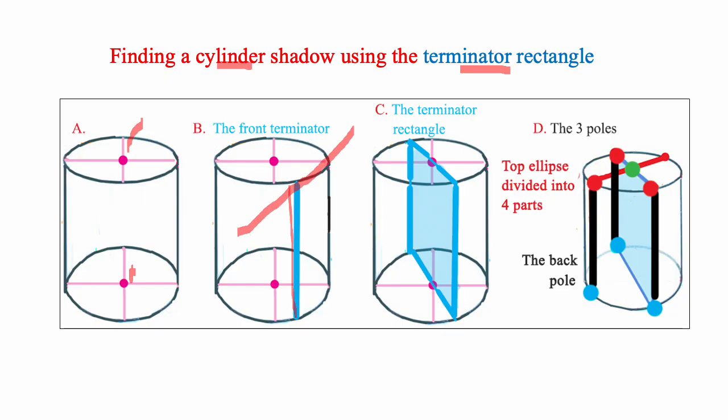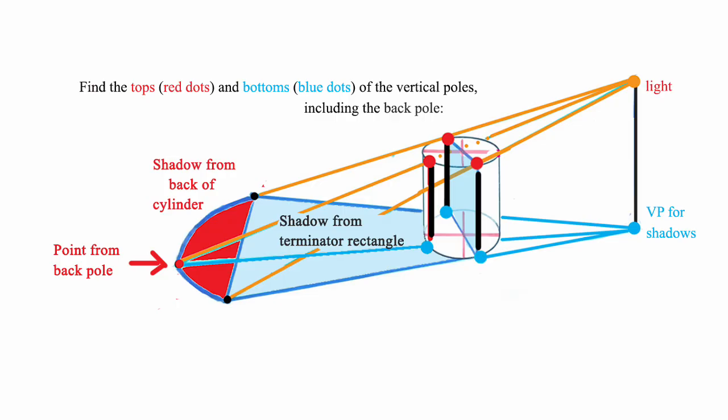To find the back of the terminator, draw lines through the center of the ellipses to the back of the cylinder. To find the third pole, you have to divide this top into four parts so you can find this back pole. To finish the shadow, draw light rays through the top of the poles and lines from the shadow vanishing point through the bottom. And you can see that this part of the shadow is linear because it's from the vertical pole, whereas this part is round because it's from the round part of the cylinder.